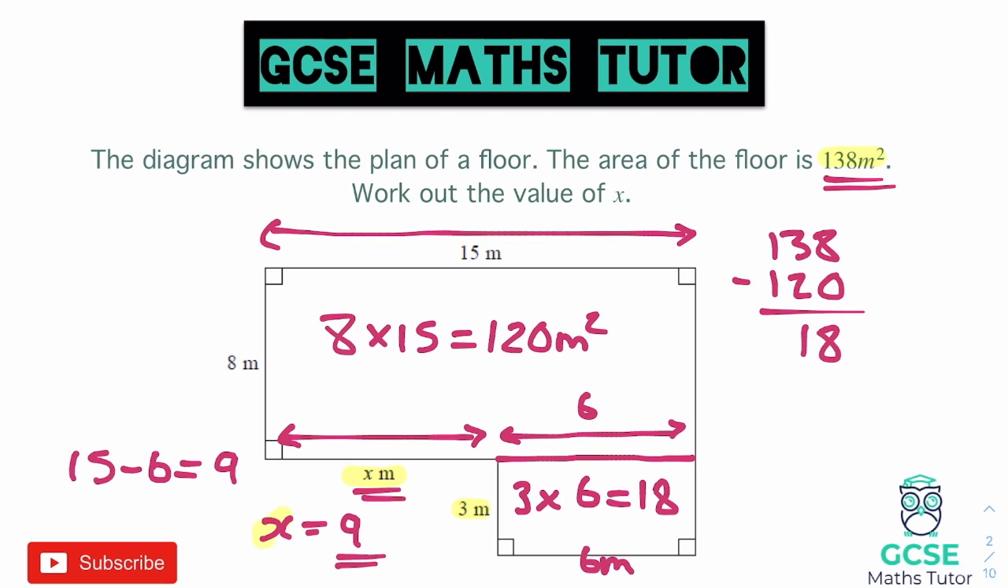So as you can see, sometimes with these compound area shapes, you would have to work out a missing length by thinking about that in a different way. And that's just another method for some of these compound area questions.